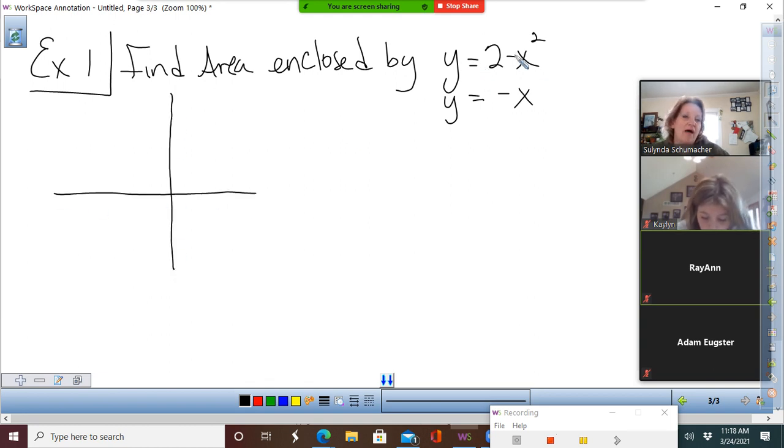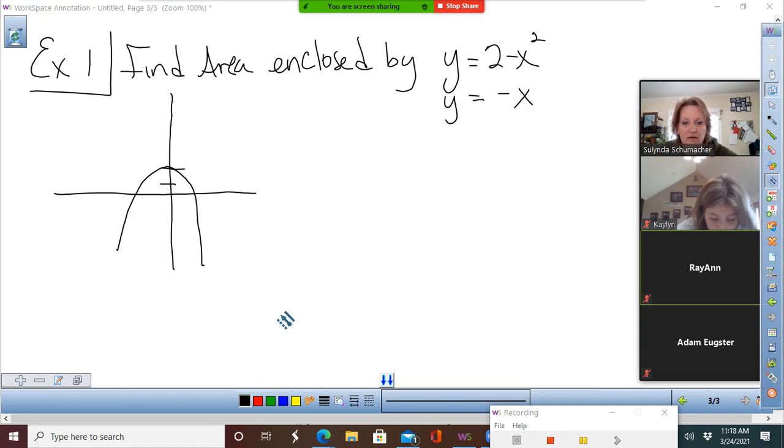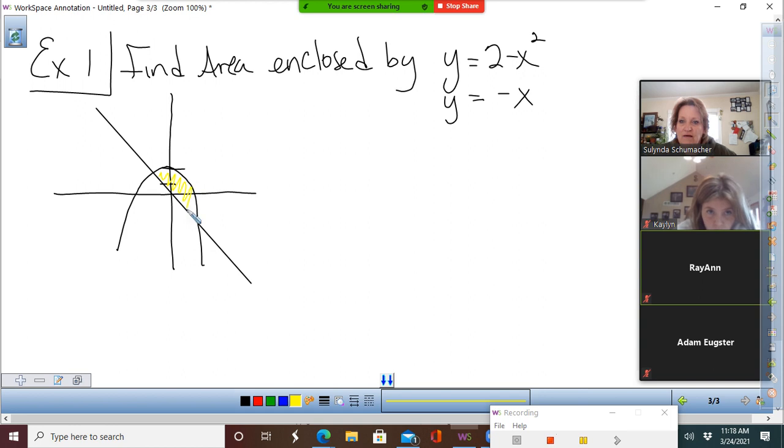So first of all, y equals 2 minus x squared is an upside down parabola that's moved up 2, right, opens down. So here's this parabola. And then this line right here is just this diagonal line that goes through the origin. So what we're looking for is this shaded region right here. And since we're going from the top to the bottom, this is with respect to x. It's always y equals. So this is going to be normal.